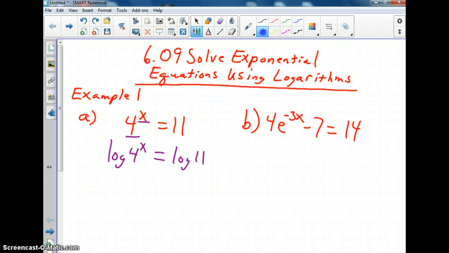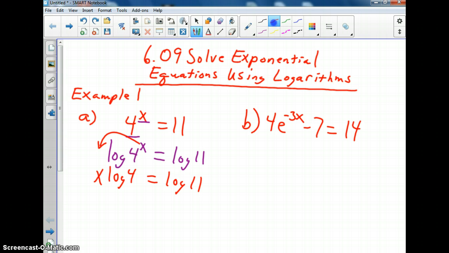Okay, now look at this. Log base 4 of x, right? Okay, now you're going to use the properties that you've been learning. So what property would you use? That's right, you swing it. So now you're going to swing the x like this, and you're going to write down x log 4 equals log 11. So yeah, swing the exponent to the front.